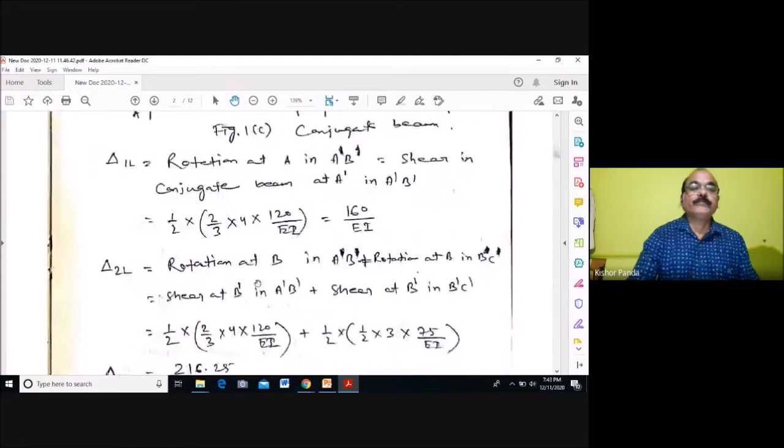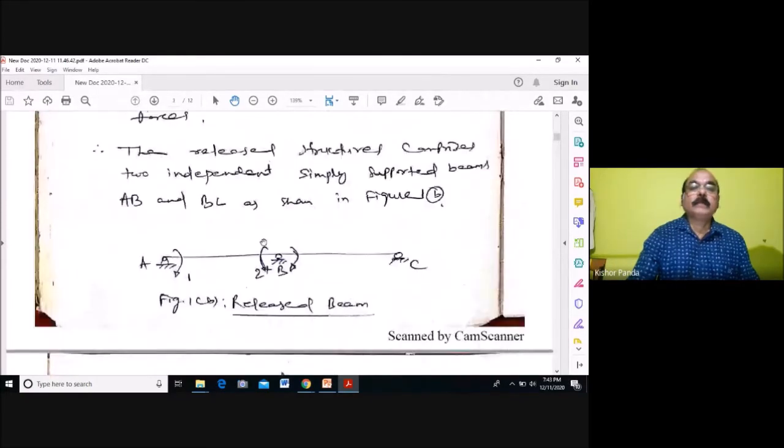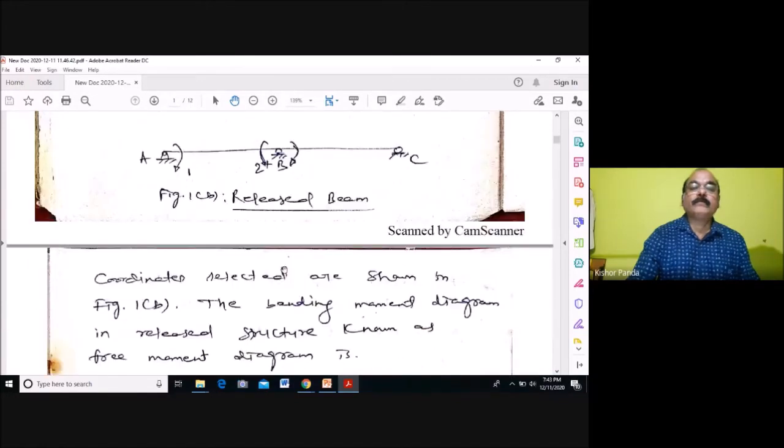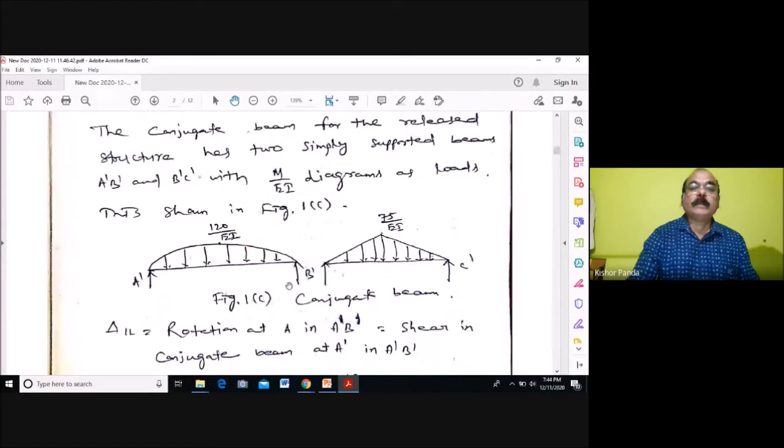So the rotation at B, delta 2L, is equal to the rotation at B in AB plus the rotation at B in BC, because this is the coordinate. Here you have to find from this span what is the rotation, and from this span what is the rotation. From this conjugate beam you find the reaction here, and from this side conjugate beam you find the reaction here. The sum of the reactions is the total rotation, the displacement of joint B. These two reactions together equal the rotational displacement of this joint B.